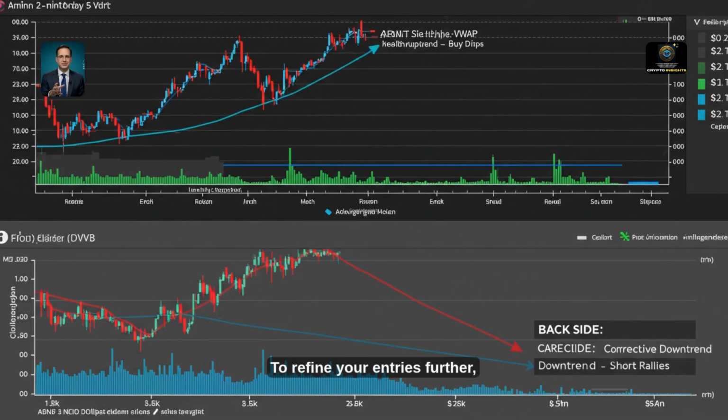To refine your entries further, you must understand the front side and back side of a move. Think of it as the difference between riding the wave and swimming against the current. The front side is the healthy, impulsive move in the direction of the trend. On an intraday chart, it's characterized by higher lows and higher highs. The price holds above key daily support levels and VWAP. This is where you want to be long. The backside is the corrective, counter-trend move. It's characterized by lower highs and lower lows. The price is stuck below a key daily resistance level, which was former support. This is where you look for shorting opportunities.